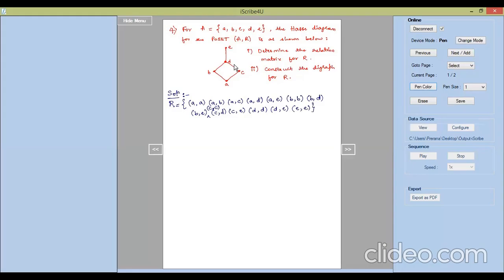Once you have written the relation R, it will help us very much to write down the relation matrix for R and the digraph for R. So first, we will write down the matrix relation. Since the set A has 5 elements, A, B, C, D, E, this will be a 5 cross 5 matrix. So I will just draw a 5 cross 5 matrix, and the elements of the set A are A, B, C, D, E. I'll write that beside here for reference. You can write it down in pencil so that it will help you.